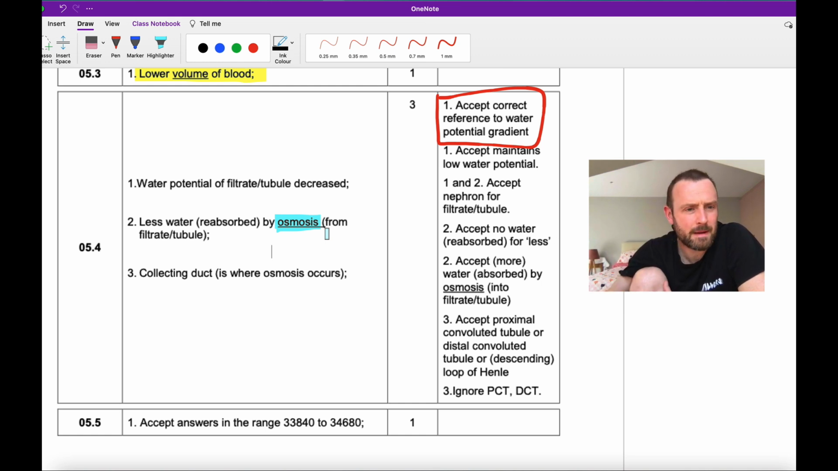And you could have talked about the collecting duct. I actually interpreted this as the PCT. So the proximal convoluted tubule or distal convoluted tubule or loop of Henle. You could have talked about all of those. It says ignore PCT. So if you write proximal convoluted tubule, you need to write it in full, not PCT. So there's the mark scheme, and let's keep going.